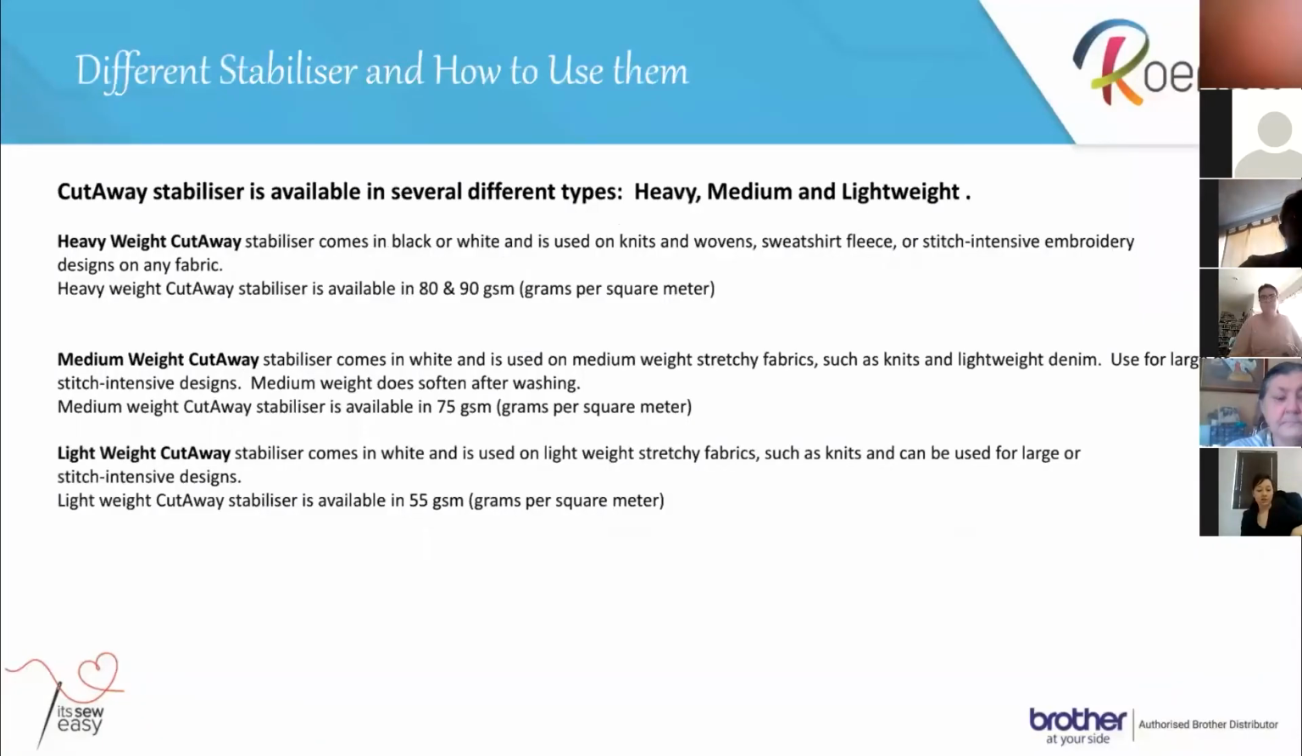Then, like I said, you get stabilizers in a heavy, medium, and lightweight. So our heavyweight Cutaway Stabilizer comes in black and white, and it's mostly used on knits, woven fabrics, shirts, anything that stitches an intense, heavy embroidery design. So something that needs to hold a lot of stitches. And that is available in an 80 or a 90 GSM. That GSM stands for grams per square meter, so that is the weight of the stabilizer.